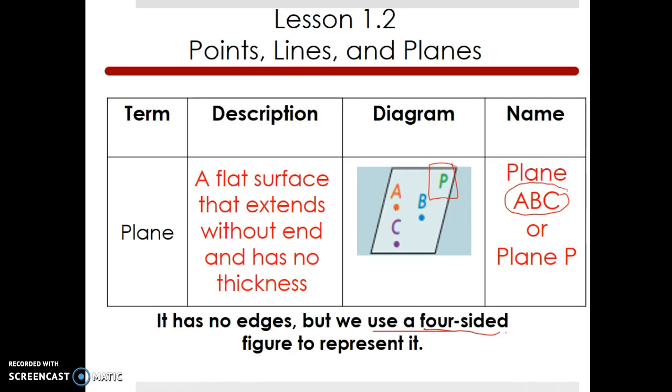Just one thing about a plane is when you're using the 3 letters, you cannot use letters that are on the same line. So if this was A, B, C, and a plane here, you could not have used plane ABC. You could use 2 letters from that line, but the third letter has to be outside the line. So you could have said A, B, D, or B, C, D, anything like that.